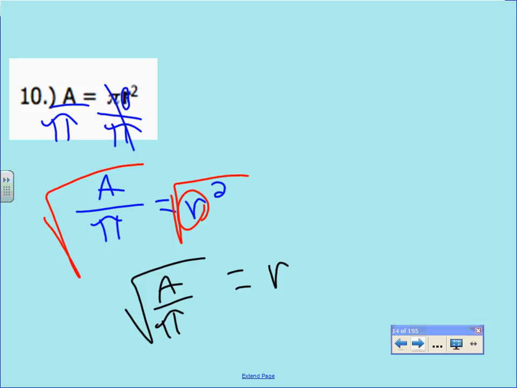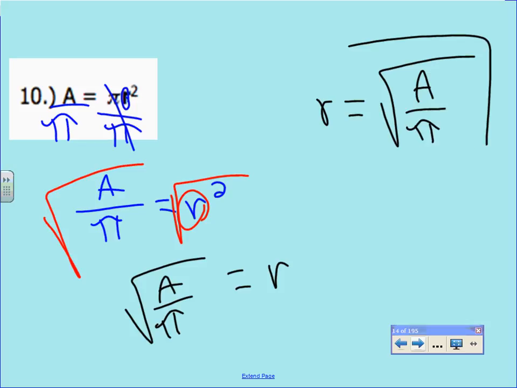Madison, what's the property called if we have to flip it around? Good, symmetric property. So if we flip it around, we end up with R equals the square root of A over pi. Bless you. Questions on that one?